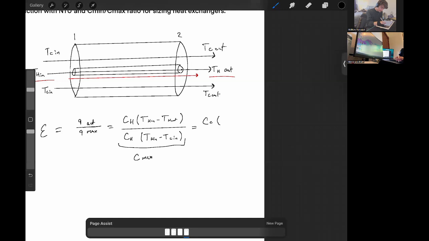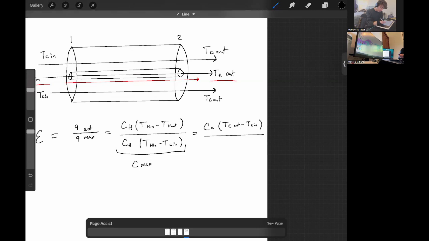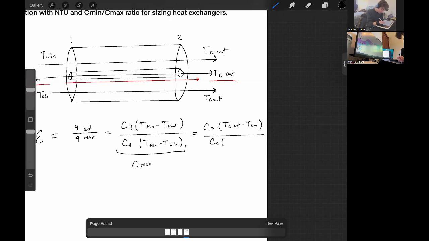This would be the cold temperature out minus the cold temperature in. This is what it is at the very end of our system once the cold line has been transferred over C minimum, which is going to be T H in minus T C in, basically saying that it is the same as the hot line coming in, which would be the maximum transfer of heat. So we will call this our C minimum.